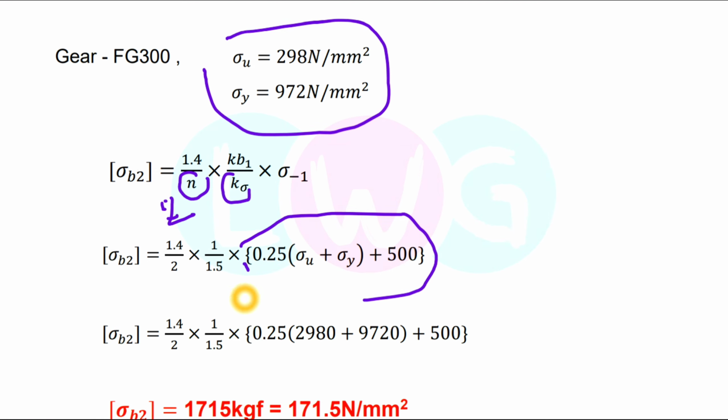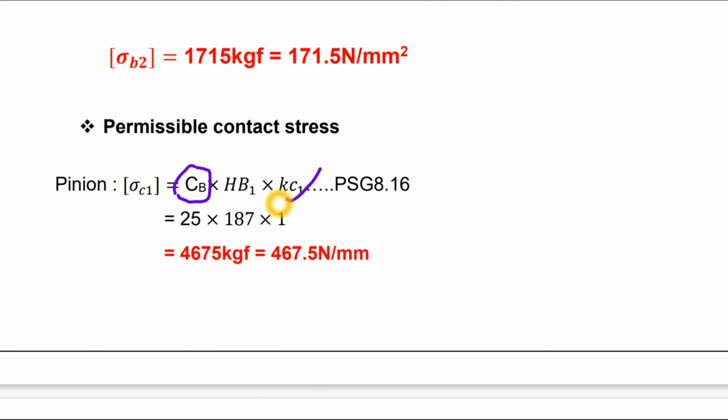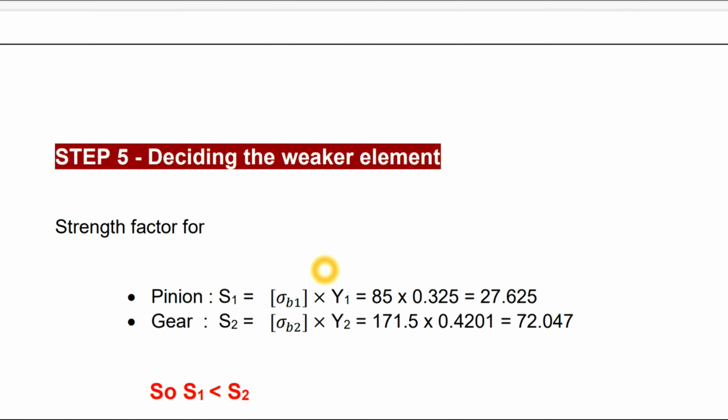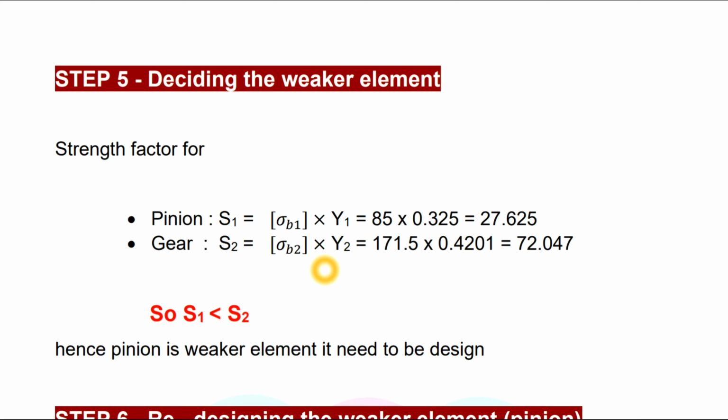The surface hardness for this is 187. You will get this value of surface hardness, which is 187, from the data book. After solving, we get the value 4675 kgf per cm square, and converting it into Newton per mm square, which is 467.5.